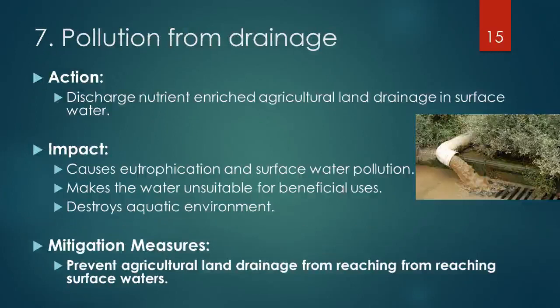Pollution from drainage. The action is discharge of nutrient-enriched agricultural land drainage into surface water, and the impact causes eutrophication and surface water pollution that makes the water unsuitable for beneficial or common use and destroys the aquatic environment, aquatic ecosystem and aquatic organisms' life. Mitigation measures: prevent the agricultural land drainage from reaching the surface water.